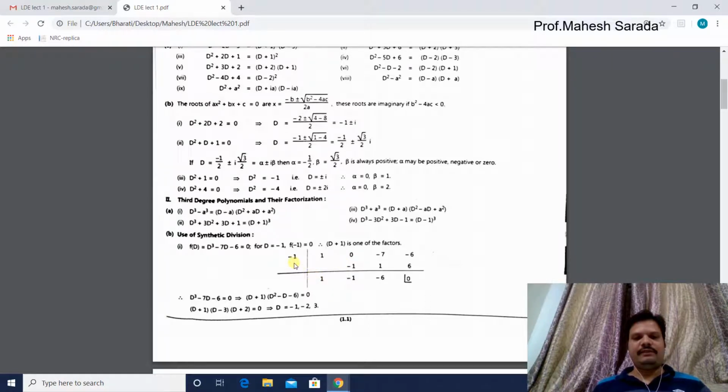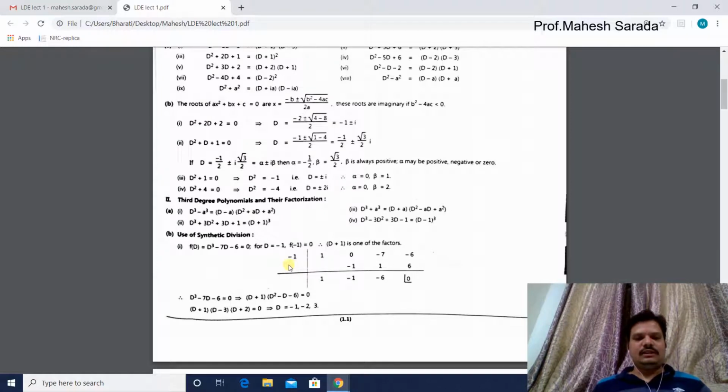If we try with minus 1, here it is 1 as it is. Multiplication of these two gives minus 1, and addition of these two is minus 1. Now again multiplication of these two gives 1, addition of these two gives minus 6, and again multiplication gives plus 6. So the addition of these two becomes 0. So directly we can say that this is our first root, that is, the first root is d is equal to minus 1.